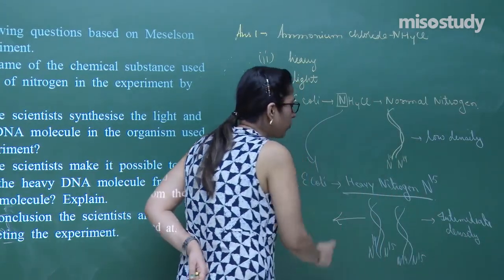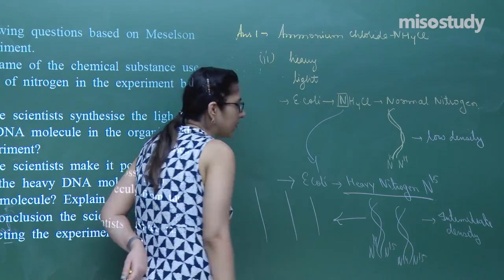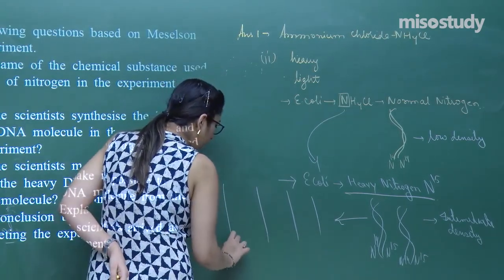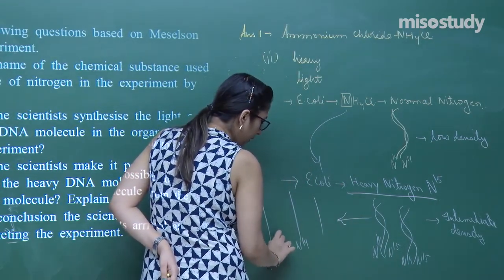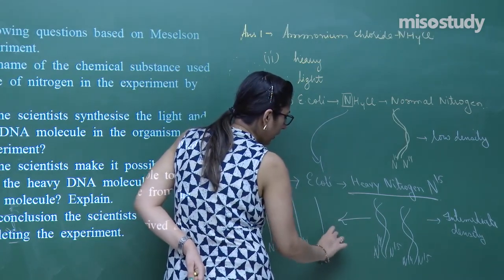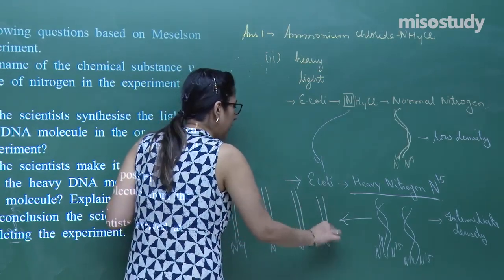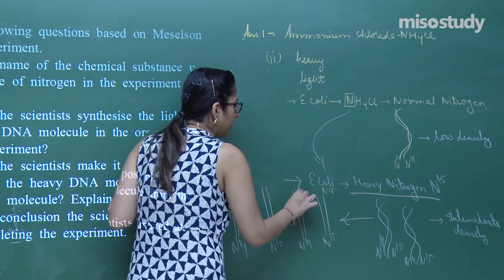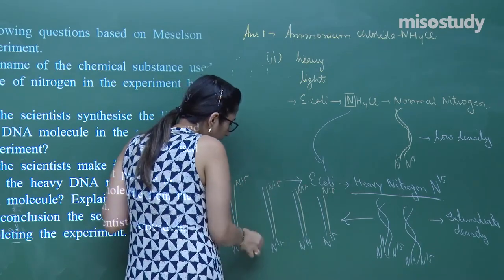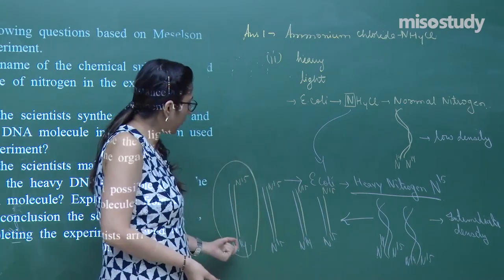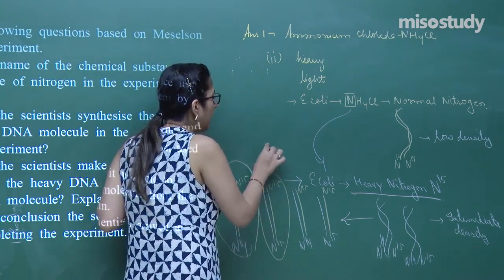When this was again allowed to grow on the N15 medium, all the four fragments separate. Two were N14, just imagine, this was N14 and this was also N14. Again here N15, because they separate. What he saw was that the new fragments formed in each case were N15 and N15. Now, they were of intermediate density because one is N14, N15, and another is N15, N15. So this was of a high density.